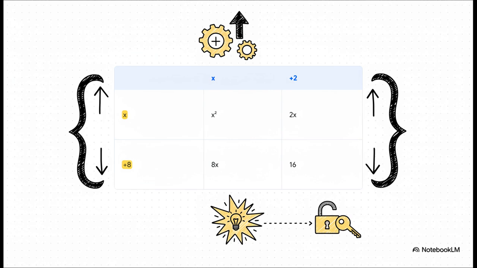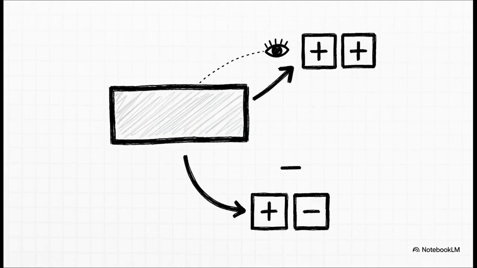The factors are just sitting there waiting for you. x plus 8 and x plus 2. We've cracked it. And hey, here's a little cheat sheet to make that number hunt go way faster.